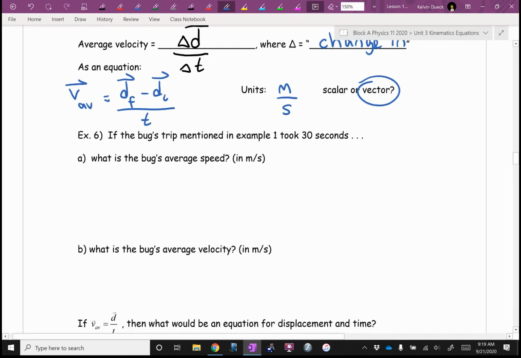So, if the bug's trip mentioned way back in example 1 took 30 seconds, what's the bug's average speed? Well, average speed is going to be the distance over time. Average velocity is going to be the displacement over time. For both of these, the time part is 30.